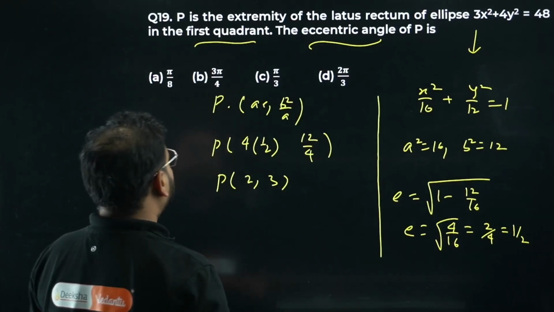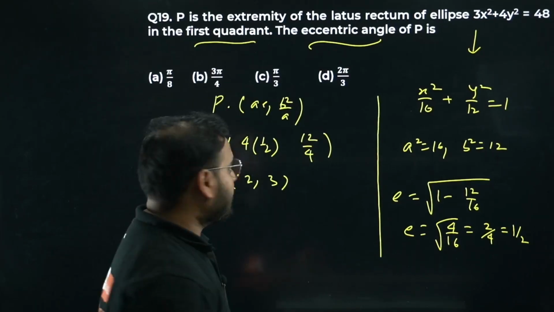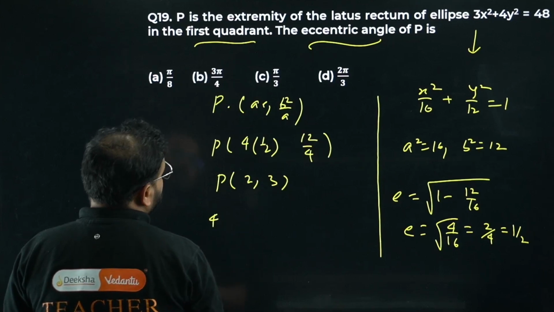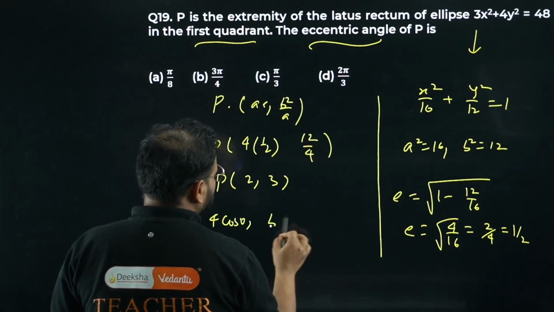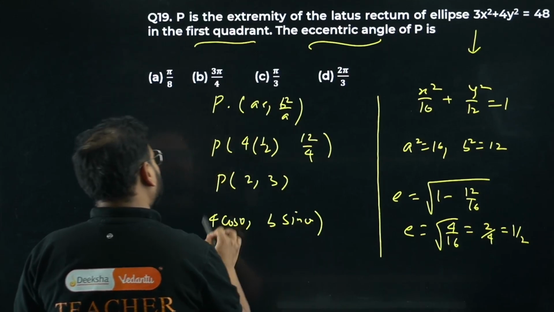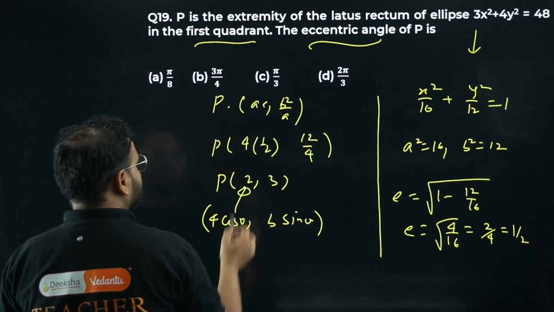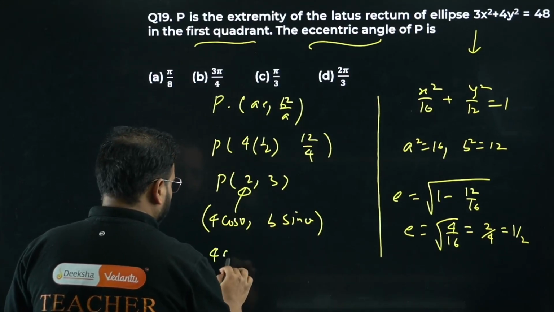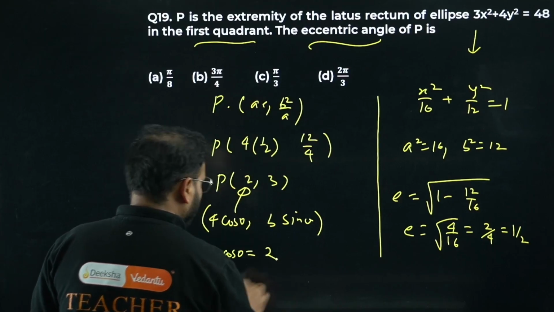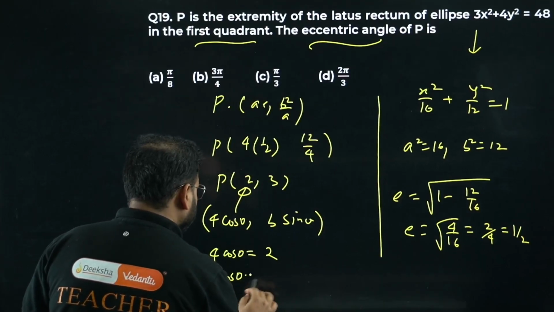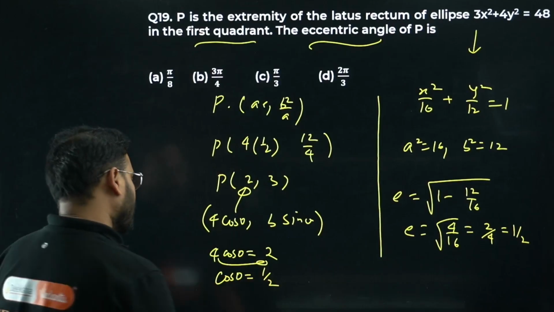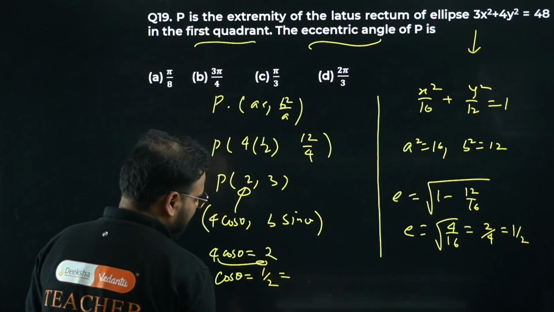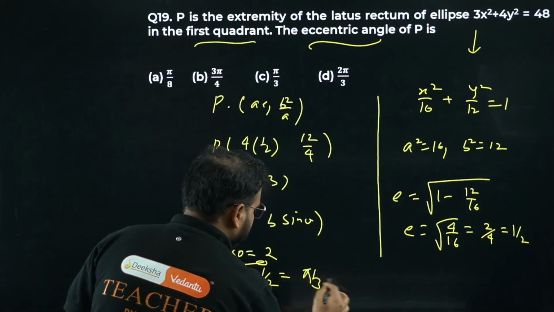Eccentric angle. I can write the polar form, and this will become A cos theta, so 4 cos theta, and B sin theta. I don't need this, that's why I'm not writing it. I can just compare these two. I get 4 cos theta equals 2, so cos theta equals 1 by 2. Moving the 4 to this side, 2 by 4 becomes 1 by 2. So pi by 3 will be your theta.